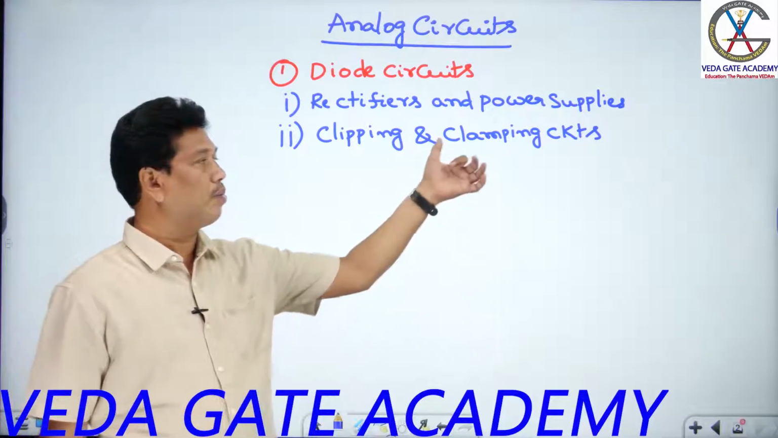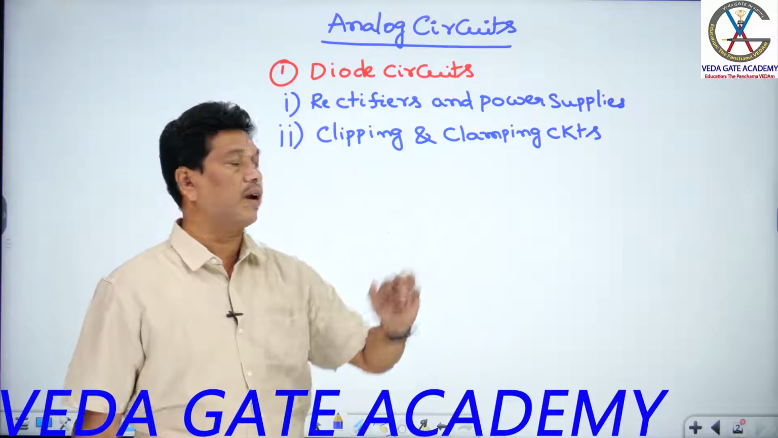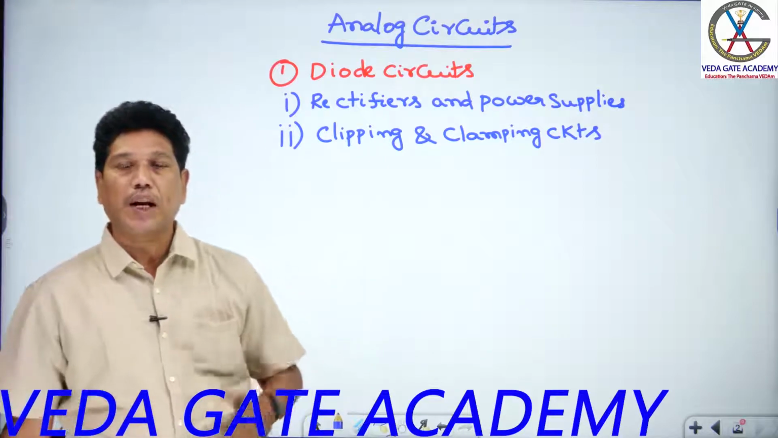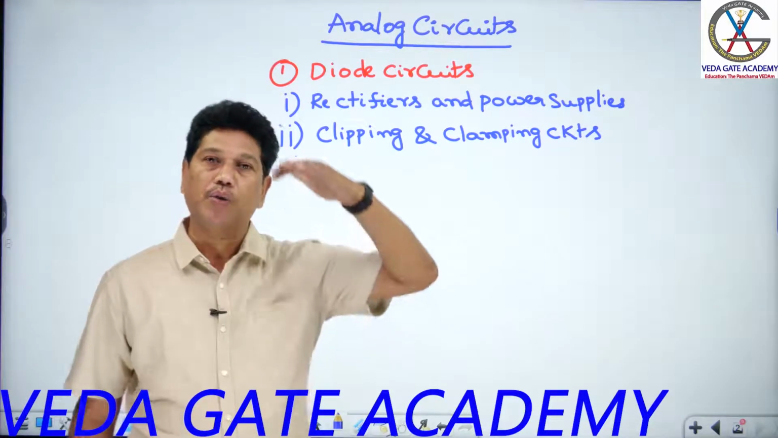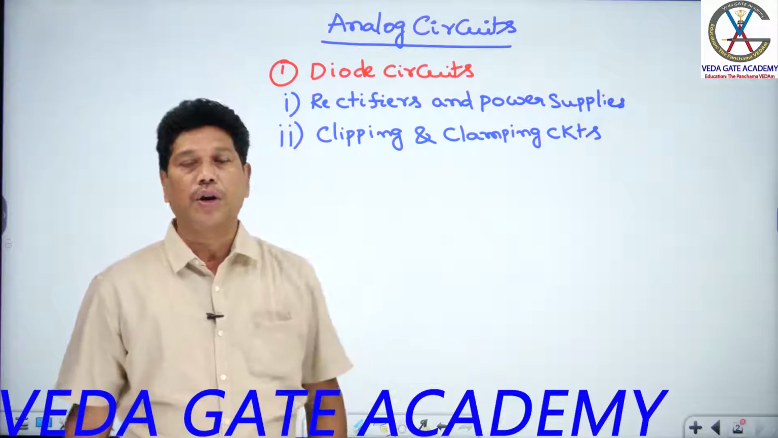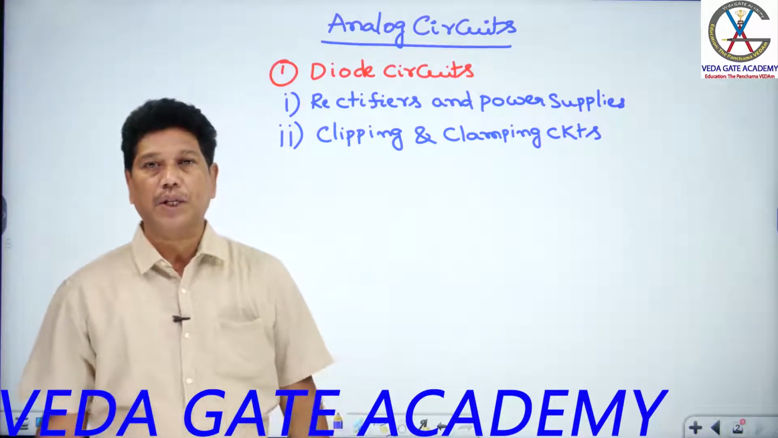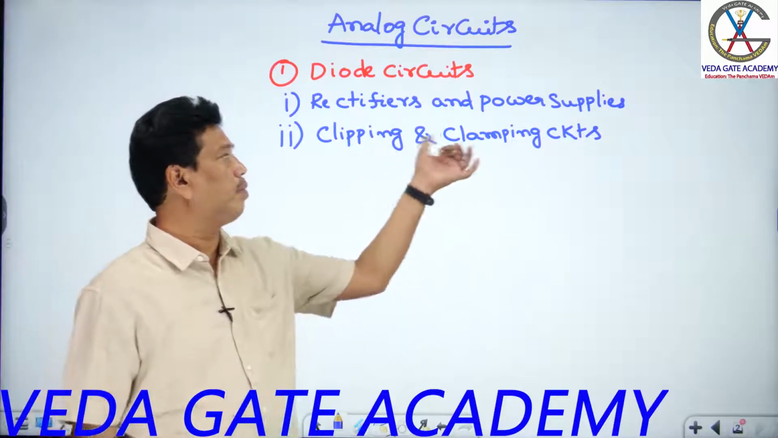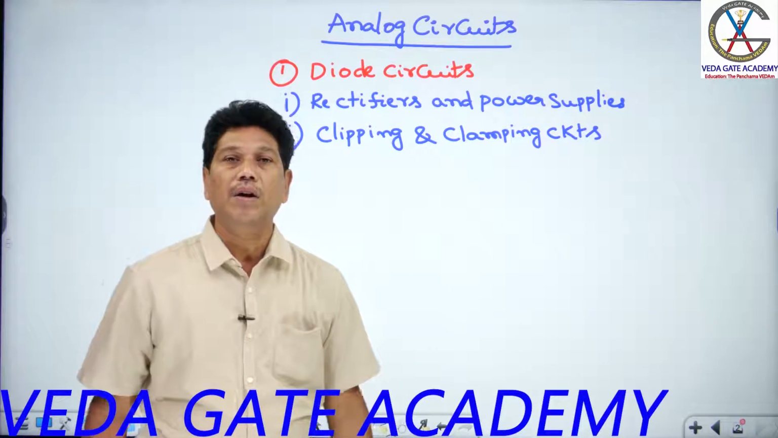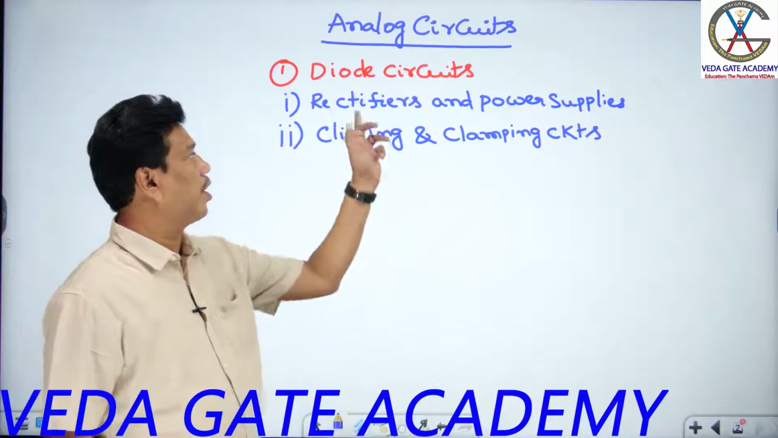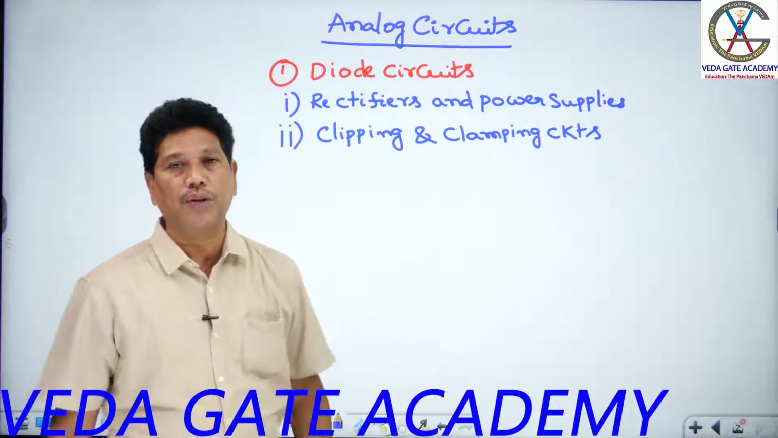Right, along with a diode and some chargeable capacitor, you can get a clamping circuit. Using a clamping circuit, you can shift the signal level towards either the positive side or the negative side. That is done by the diode with the help of a chargeable capacitor. Such things you will discuss under clipping and clamping circuits. So under diode circuits, these are the two things we are going to discuss.